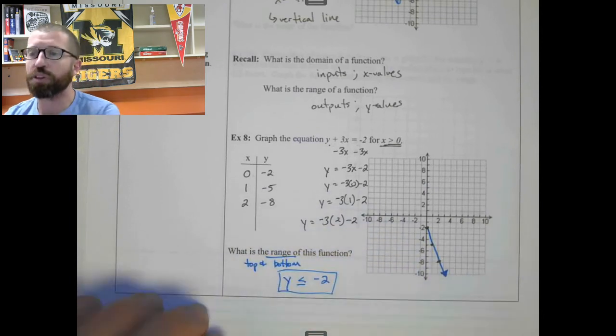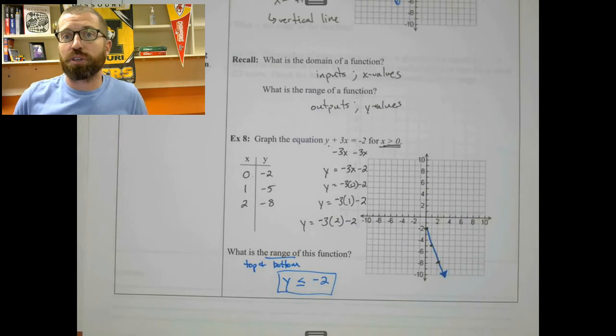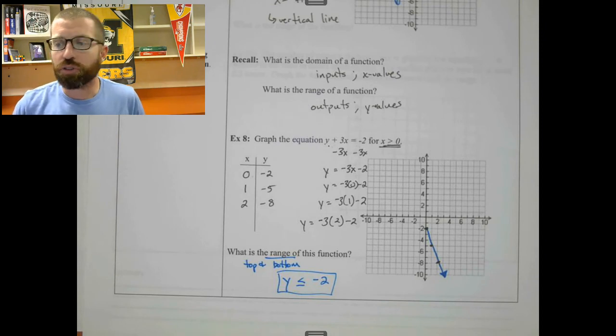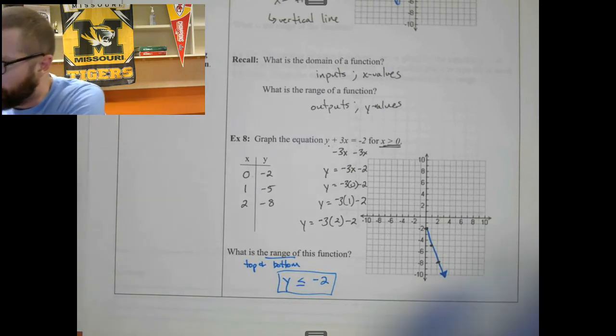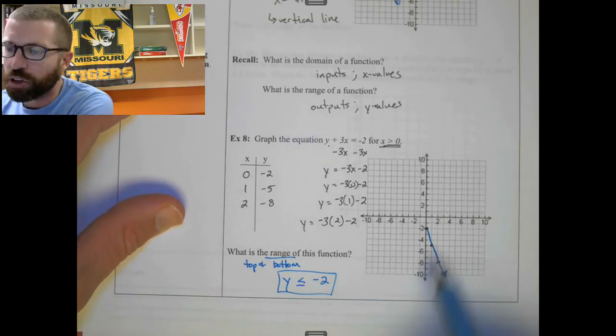Domain and range are one of the trickier concepts you'll learn in algebra. You'll cover it in this class, in your next math classes, and it's always a point of confusion. So you might want to rewatch that and think about that a little more. But the range is always the possible y values. So look top to bottom.